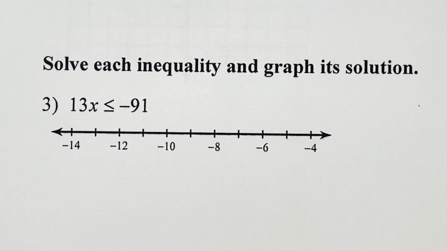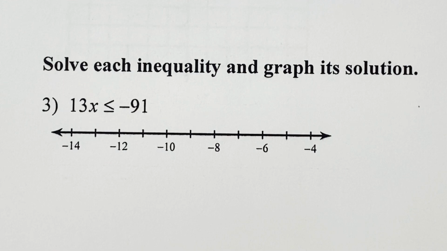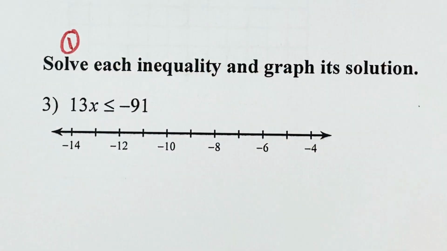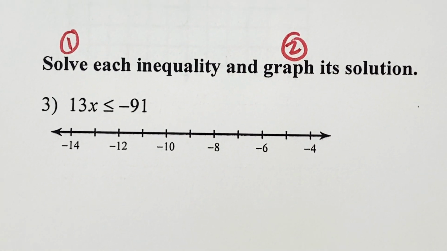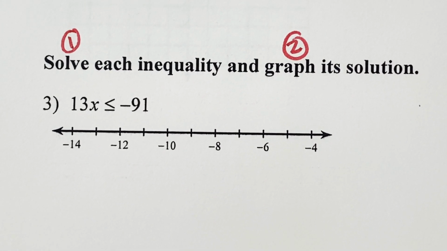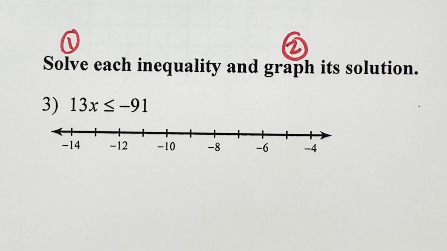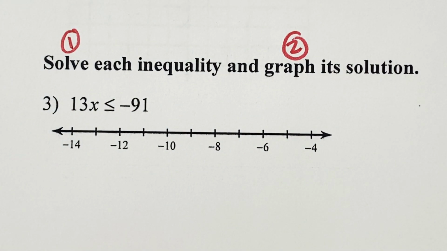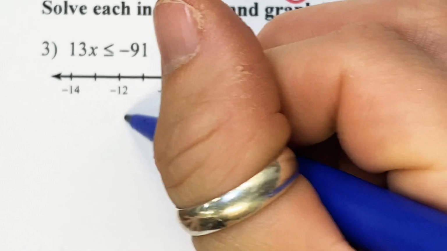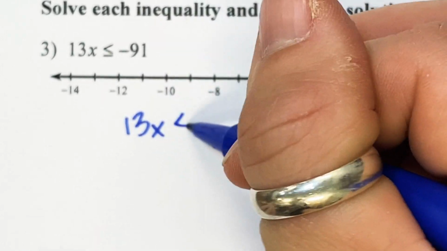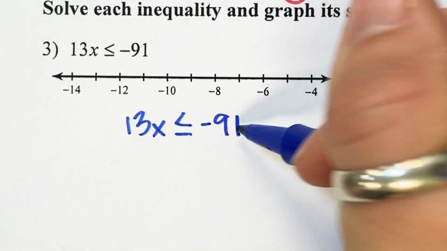Okay. So now let's look at number 3. Notice our directions for number 3. Not only do we have to solve it, we also need to graph it. So we are doing two things here. We are going to solve the inequality, but then we are also going to graph it. Since we have to solve it first, I'm going to go ahead and rewrite it down here. So 13x is less than or equal to negative 91.